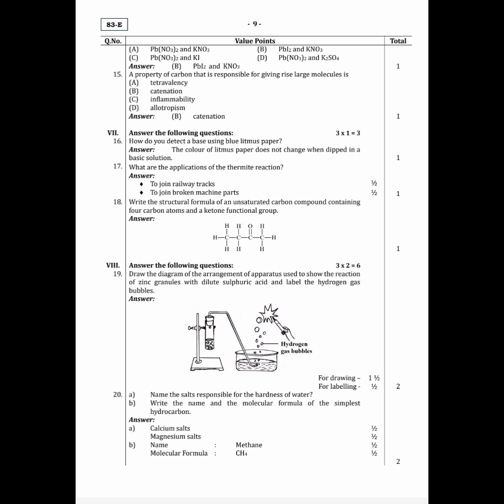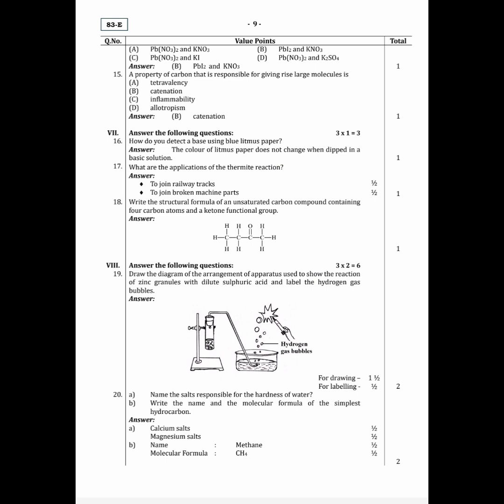17th question. What are the applications of a thermite reaction? Answer: to join railway tracks, to join broken machine parts. Question number 18. Write the structural formula of an unsaturated carbon compound containing 4 carbon atoms and a ketone functional group. 8th main, answer the following questions.